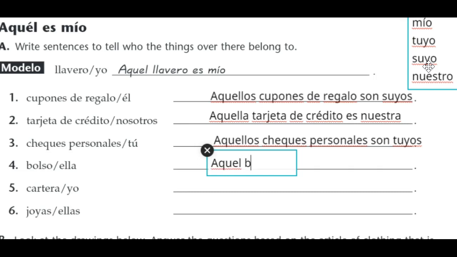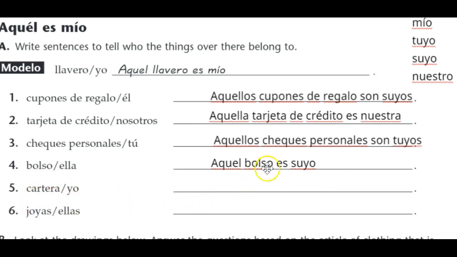Aquel bolso, right? That purse. Now it's her purse, right? Ella, she, right? But we want to say it's hers. Es suyo, ¿verdad? Es suyo. Aquel bolso es suyo. That purse is hers.